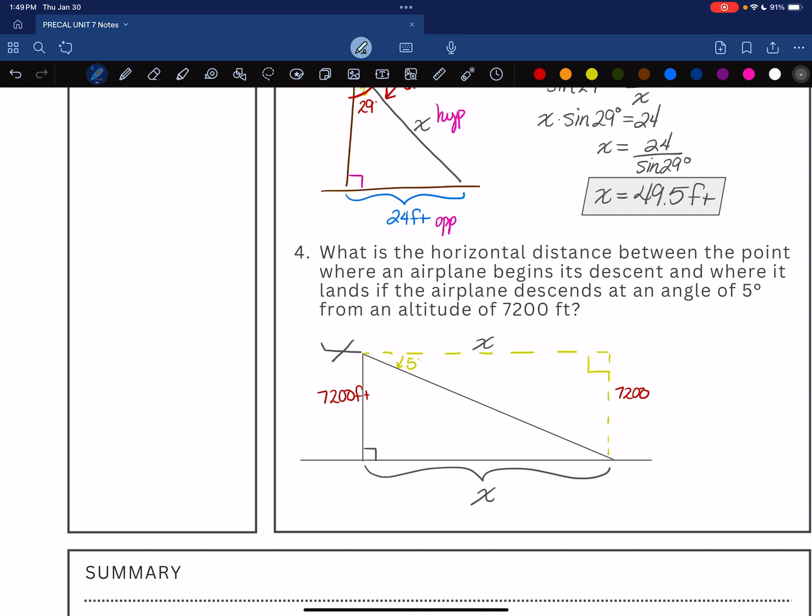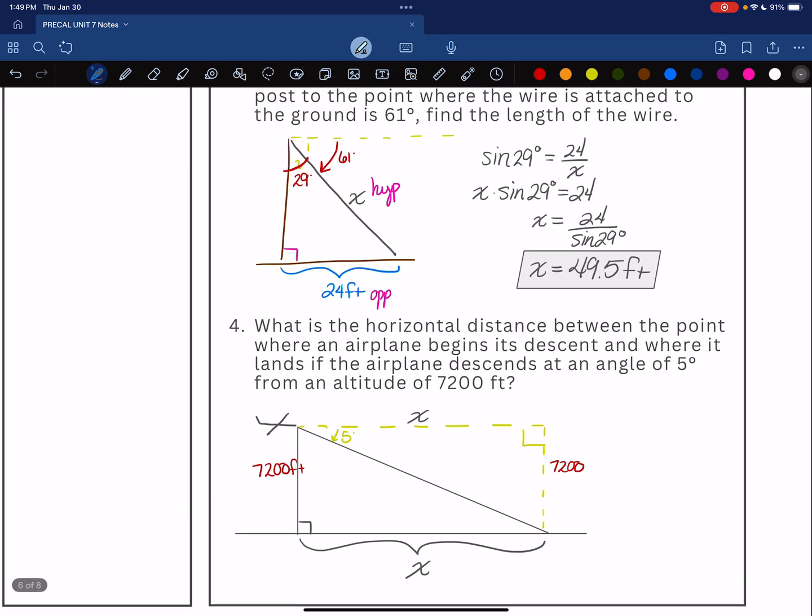I mean, the good news about this is, look, then you've already got the angle, 5 degrees that you're working with. You don't have to do the subtraction and work all that. It works the same exact way. So I just wanted to show you guys that there are kind of two approaches you can take here. So let's go ahead and solve this.